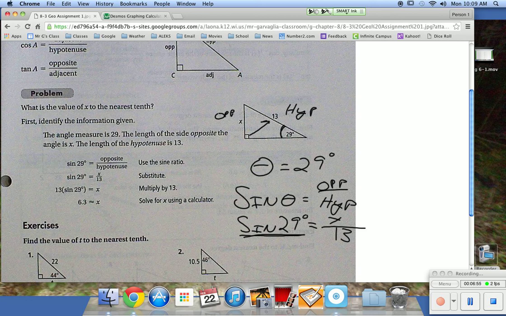Okay, on phones then, type in a number and then hit sine. If you have a calculator, look down at the bottom right. It should say DEG. That means it's in degrees. If you're doing it on the phone, check that too.